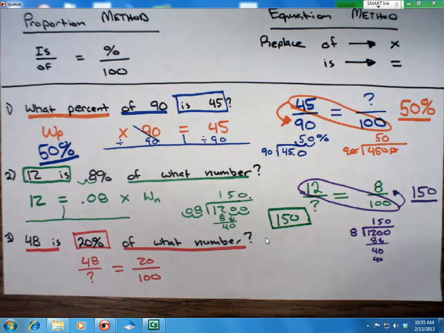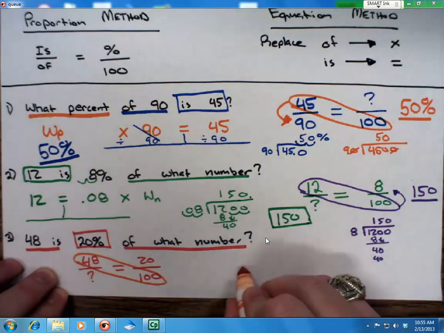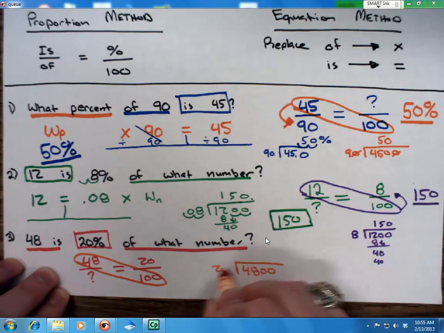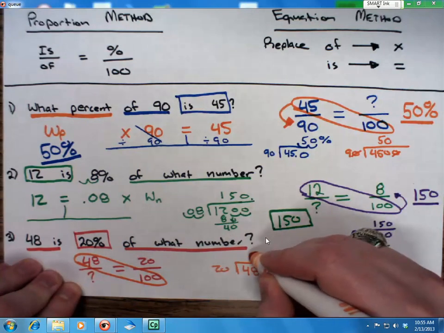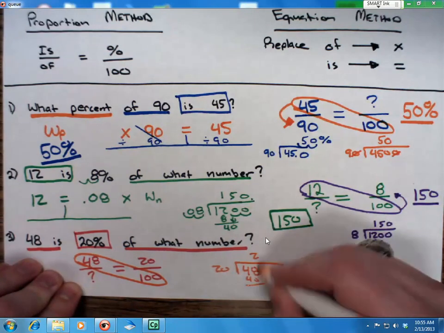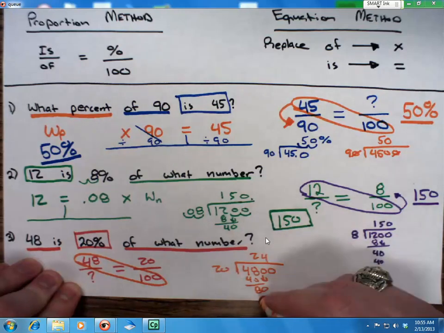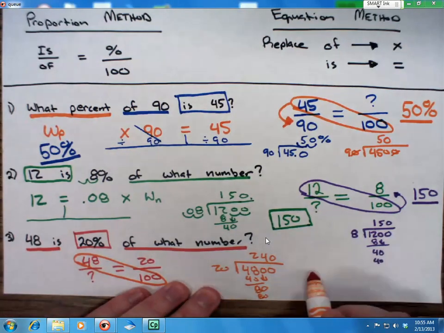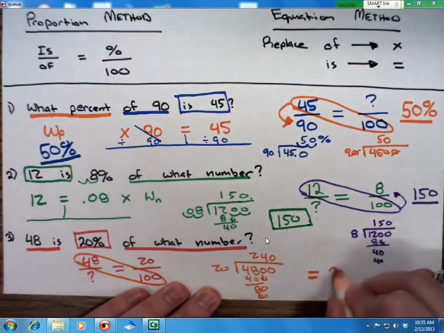Now let's do our cross multiplying and dividing. 48 times 100 obviously gives us 4,800, divided by 20. I know that 2 goes into 48 2 times, which gives us 40. Leftover of 8, drop down the 0. 20 goes into 80 4 times. And we'll put our 0 right there. So we know that 48 is 20% of 240.